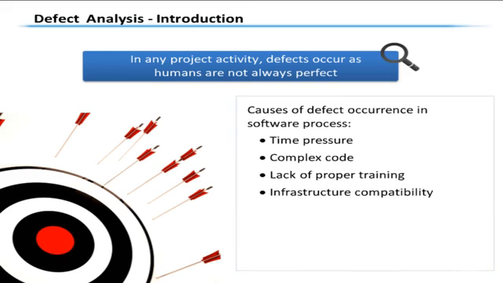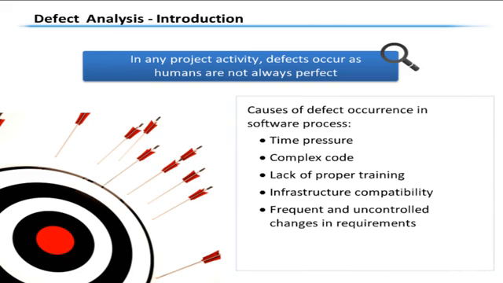Very important is the infrastructure compatibility. If the infrastructure, like servers and browsers, are not compatible to the software that's being developed, it obviously may cause defect occurrences. For example, some of the cosmetic defects may occur when the application is accessed with an older version of the browser. The main reason is the browser is not supporting the software. In such a case, the latest version of the browser is obviously recommended.